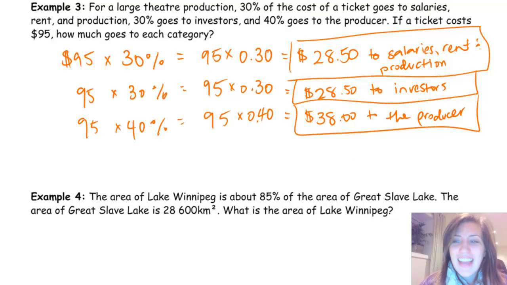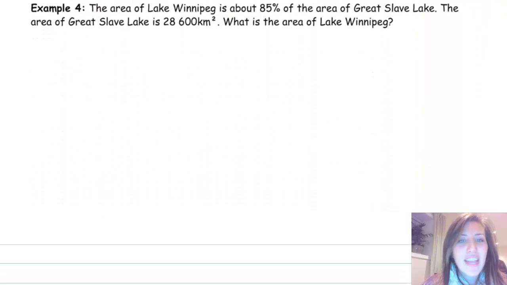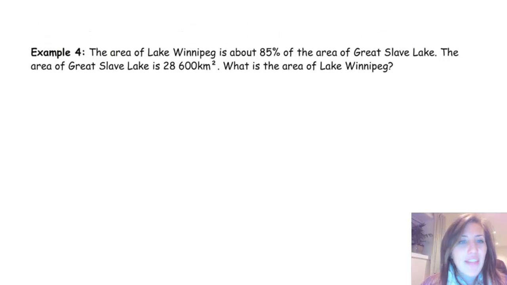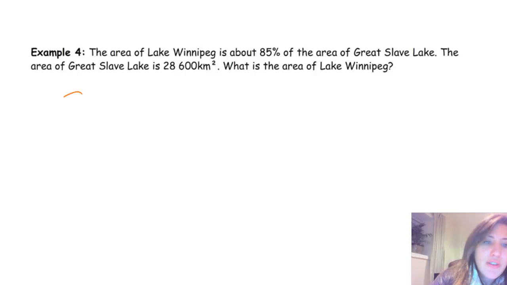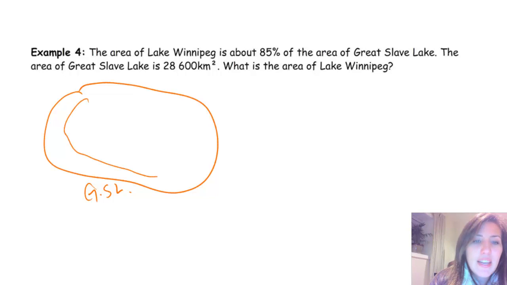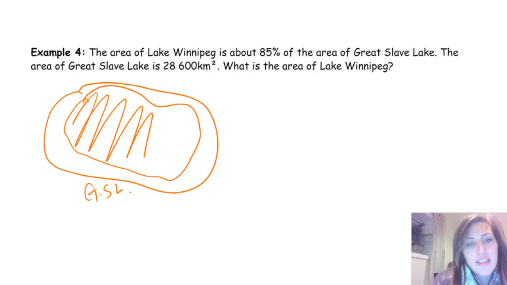All right, last example. The area of Lake Winnipeg is about 85% of the area of Great Slave Lake. The area of Great Slave Lake is 28,600 kilometers squared. What's the area of Lake Winnipeg? So if this is Great Slave Lake, and the area of Lake Winnipeg is like 80% or 85%, so maybe about that much. This here in the middle, that is Lake Winnipeg.